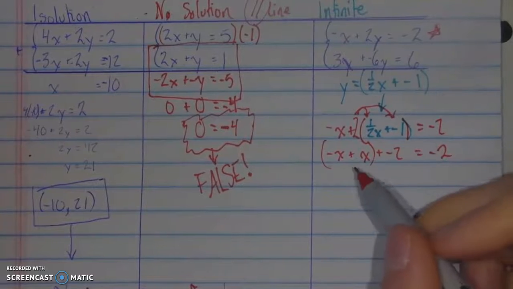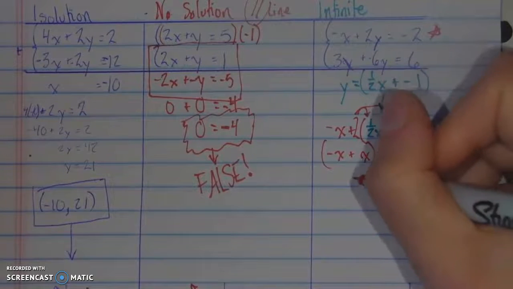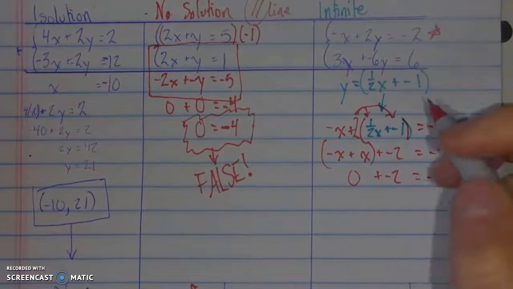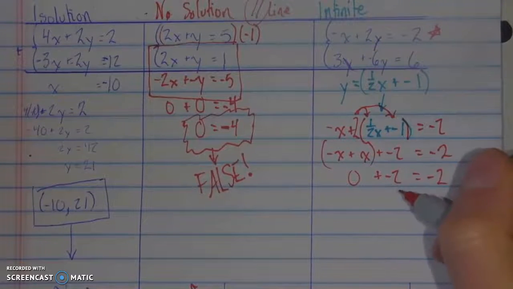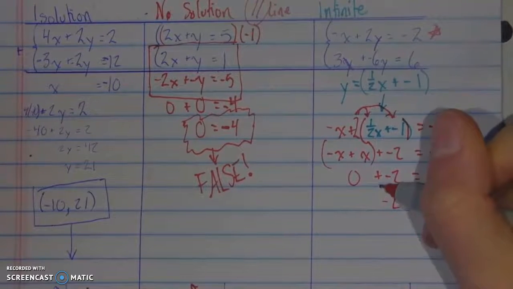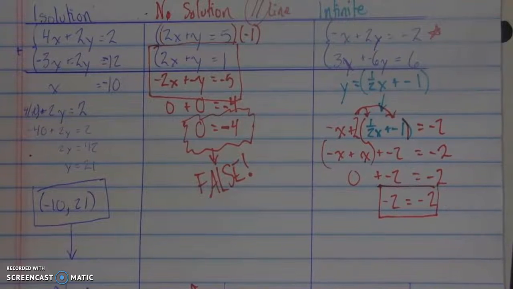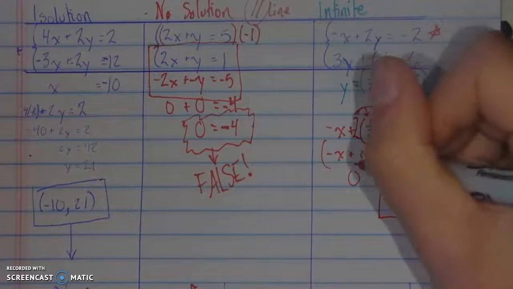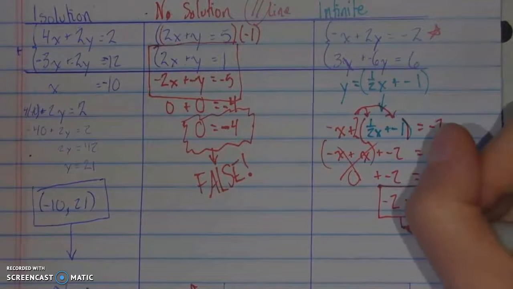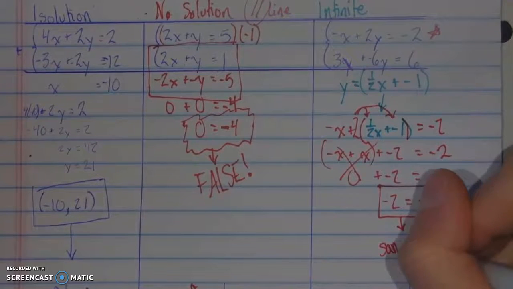When I combine my like terms, -x plus x is equal to 0. Which means I have 0 plus -2 is equal to -2. Well, 0 plus anything is just itself. So really what I have here is -2 is equal to -2. Well, that's great, but I'm trying to find my x value. And x has disappeared entirely. It's gone. So if x is gone and I'm left with a true statement, because let's face it, when is -2 equal to -2? Always. That's always true.